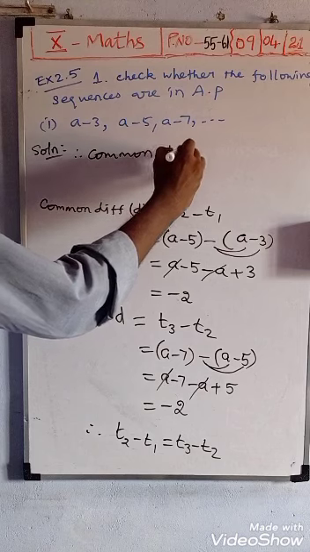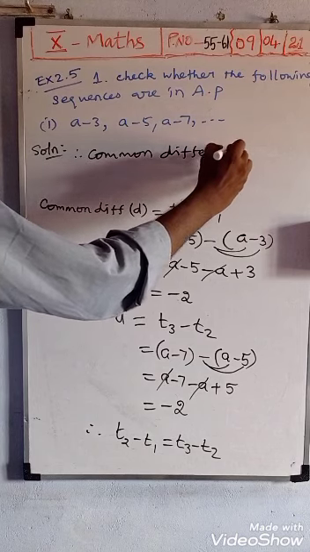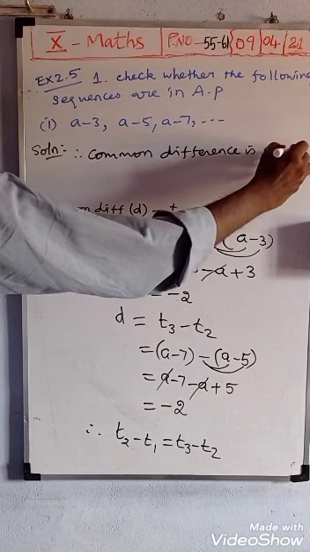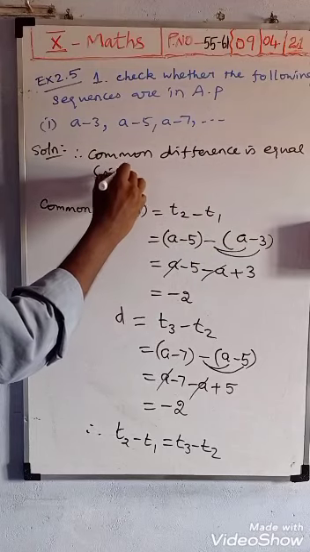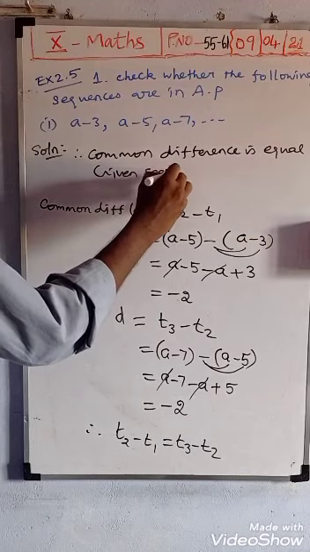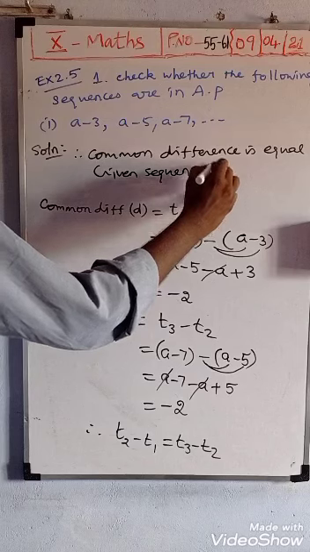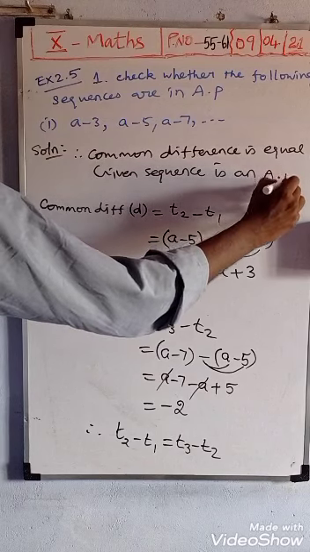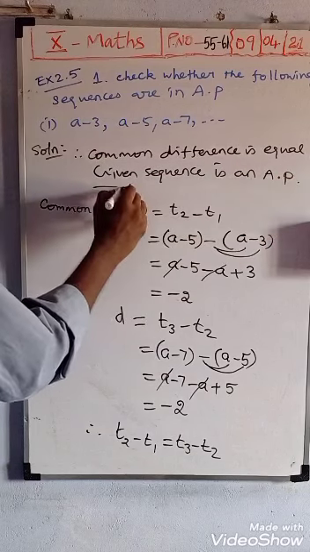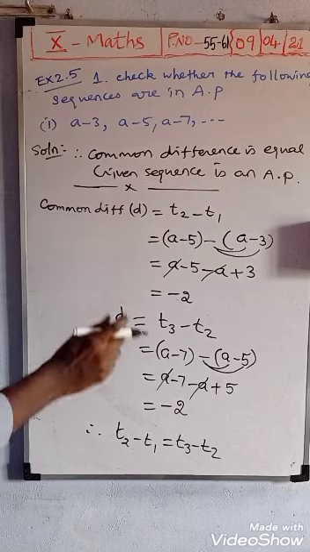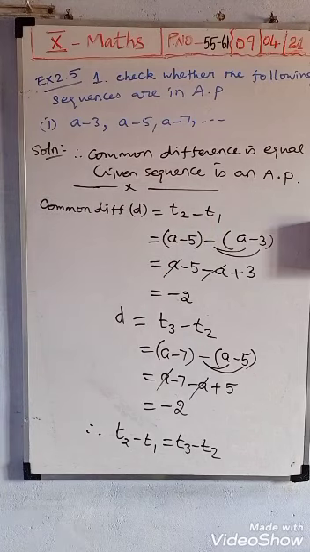Therefore, the common difference is equal. Given sequence is an AP. That's all. If the common difference comes equal, it is an AP, or else it's not an AP.